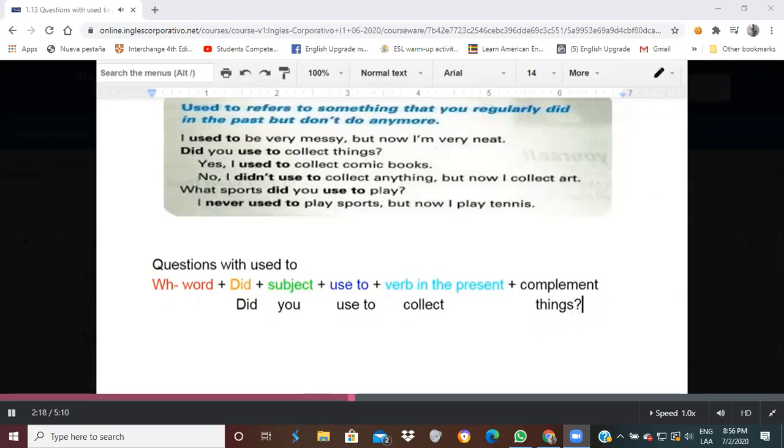So let me try to give a couple more examples, and we're going to continue to use that same structure. We want to focus on doing yes or no questions at this moment. So let me ask you the following question. Did you used to listen to rock music? Okay. Did you play sports in high school? There we go.